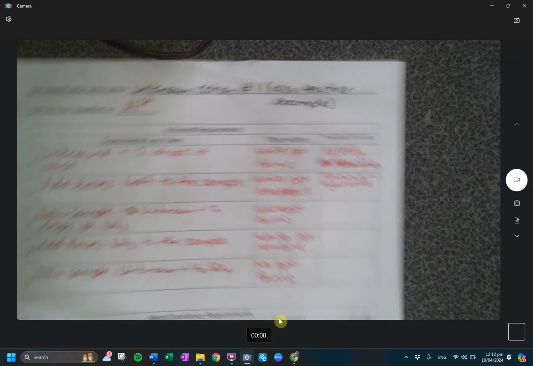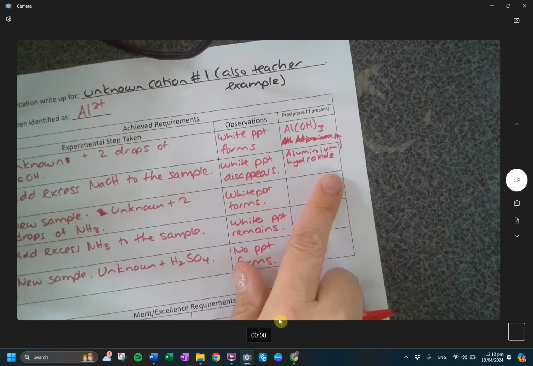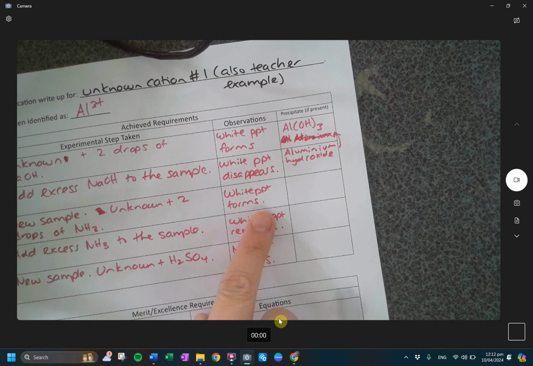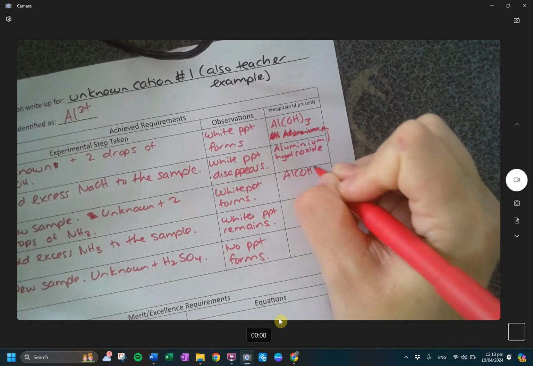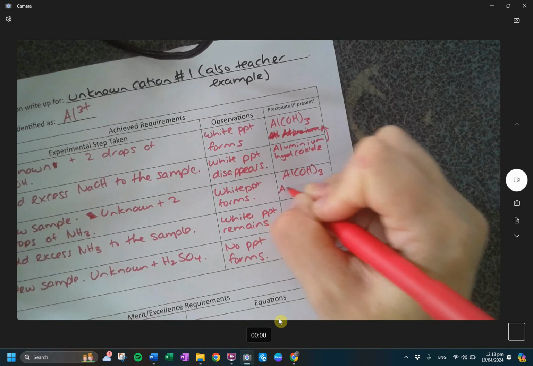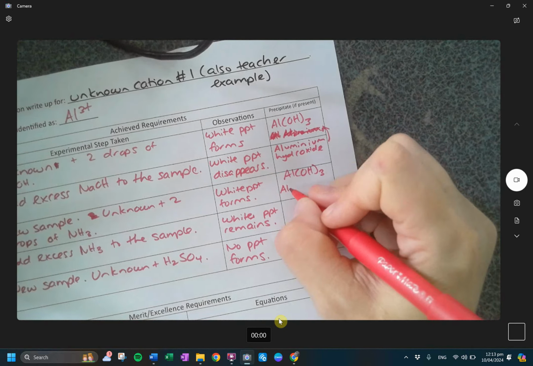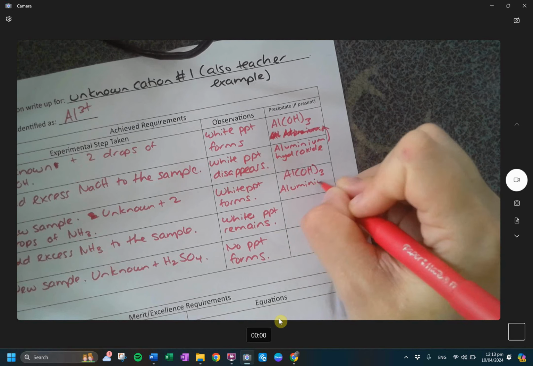All right, aluminium hydroxide. Excess white precipitate disappears. Do I need to write anything here? No. This one, new sample, white precipitate forms. What is it? Aluminium hydroxide again. Why? The ammonia is a weak base, providing hydroxide ions.